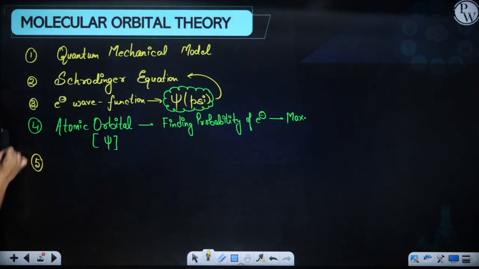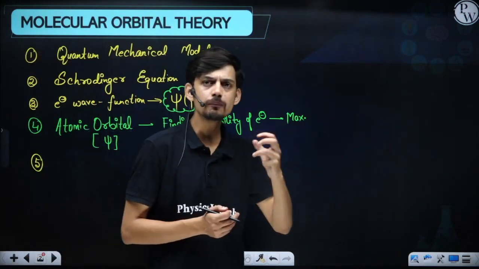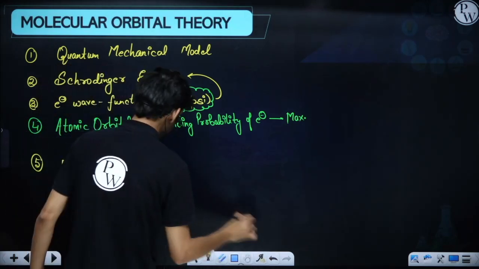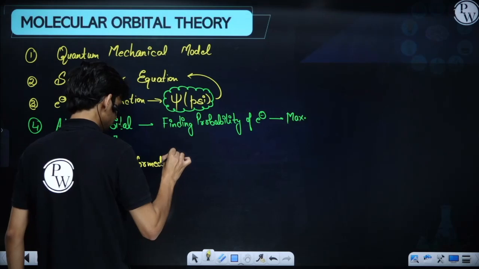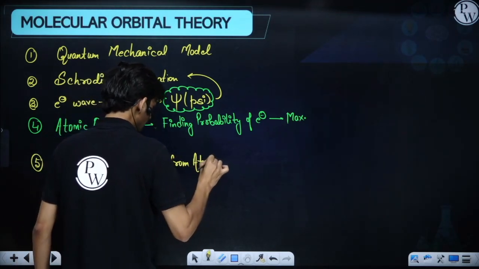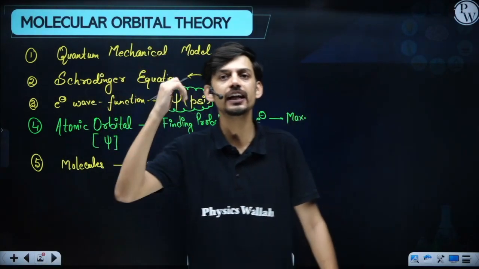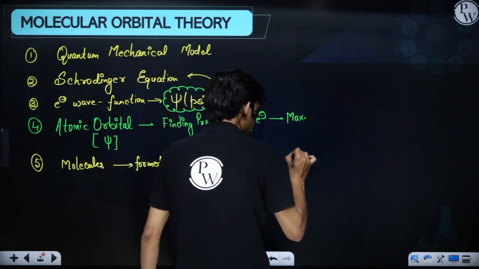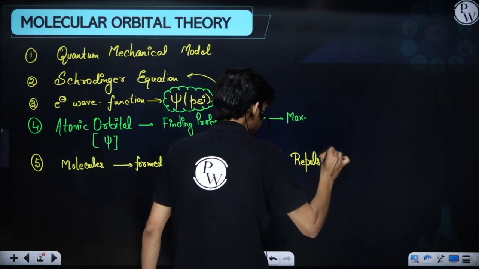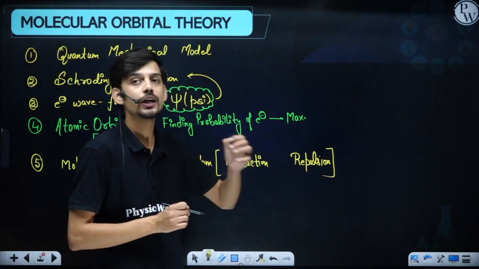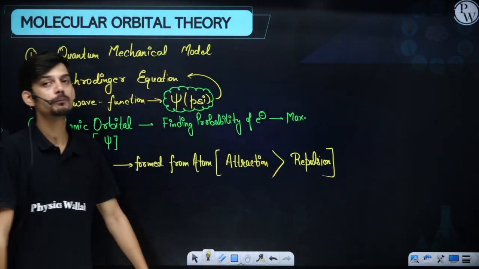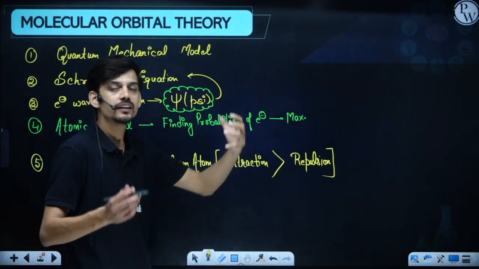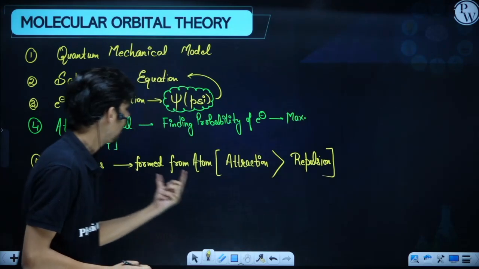Another thing that you should understand is how molecules are formed. Molecules are formed from atoms, right? And atoms have both types of charge, positive as well as negative. So there is going to be attraction between atoms as well as repulsion between the atoms when they are near to each other. So when two atoms are near to each other, both attraction and repulsion are going to be there. So we have molecule formation only when attraction dominates over repulsion. Attraction should dominate over repulsive forces. Only then will the atoms come close and join together to form a molecule.